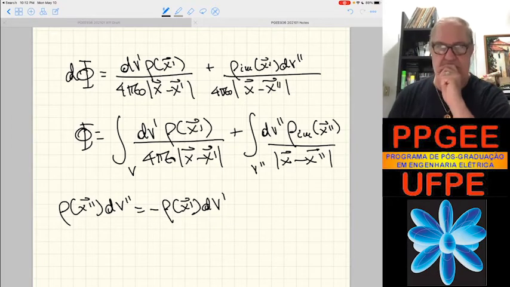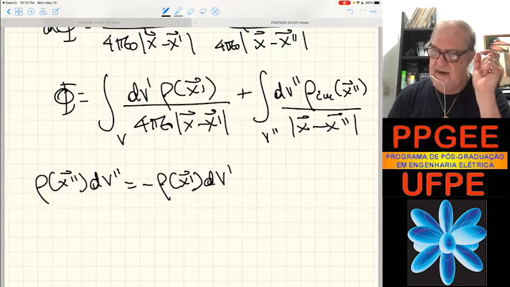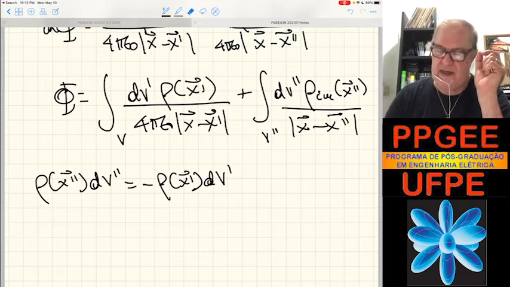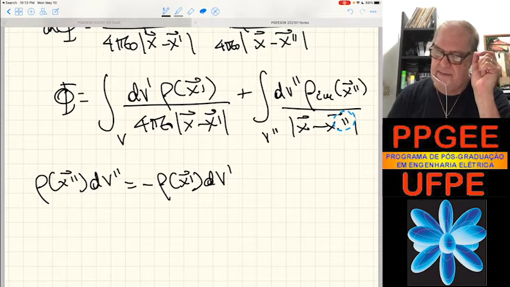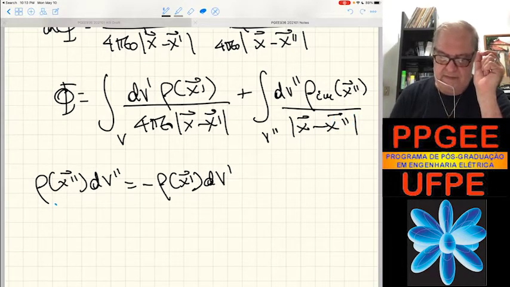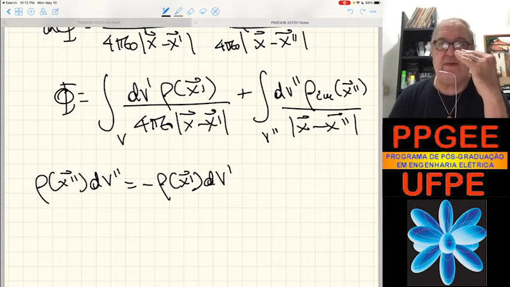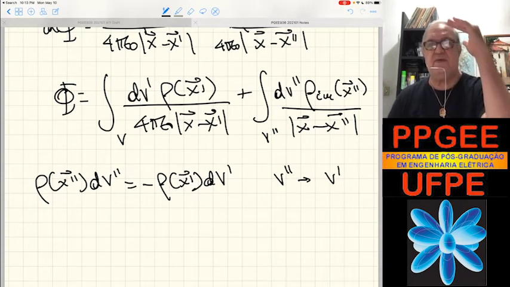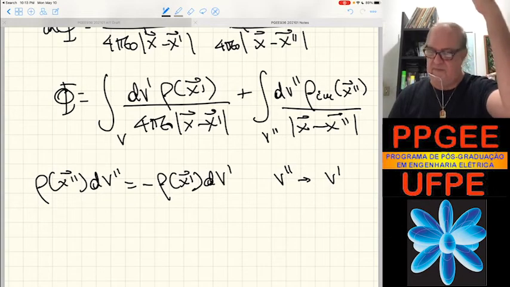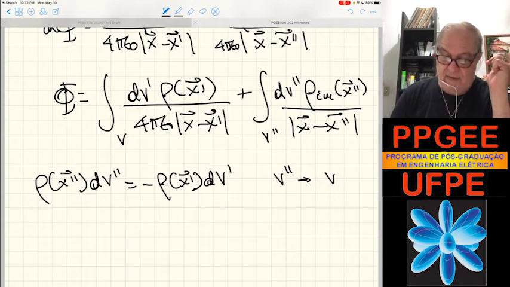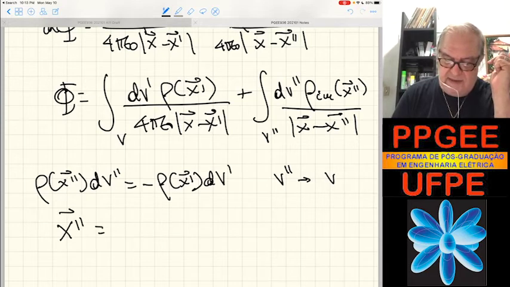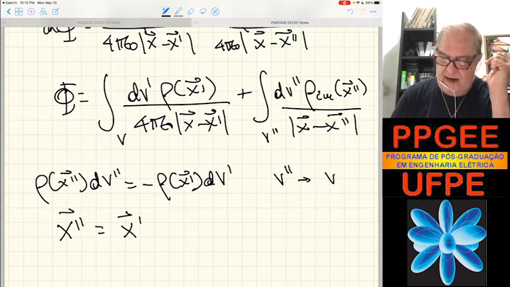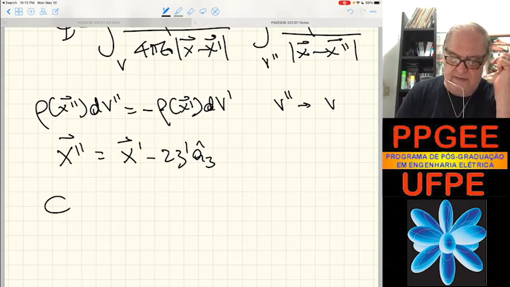I'm integrating on v prime. Let's make a v2 prime here, so that we have the same notation as the location x2 prime here, right? So this equals that. It means that I'm changing the variable, so I'm integrating now in v2 prime. I change the region of integration to the integration on the upper volume, v, right? What else? Well, x2 prime has to be set to x prime minus 2z prime az. So that's how you calculate the potential.